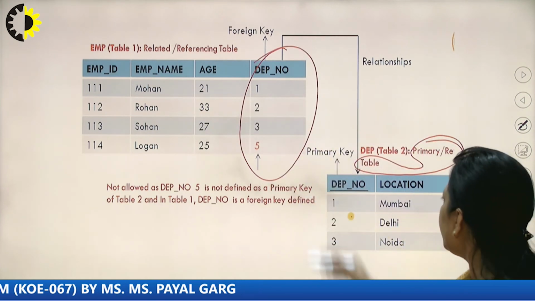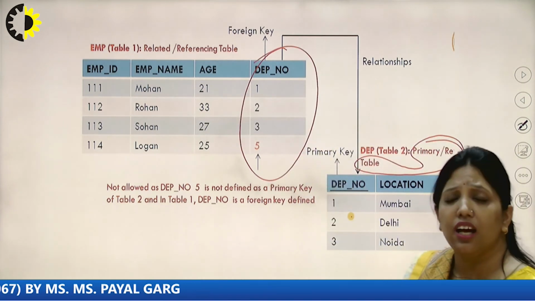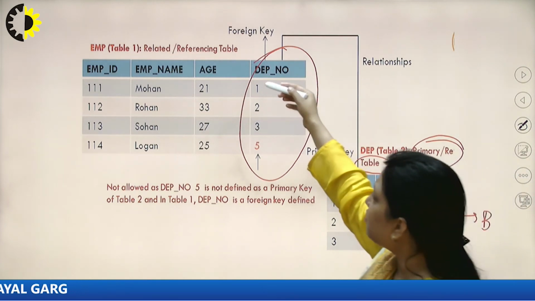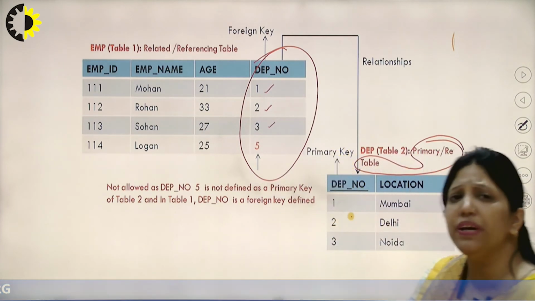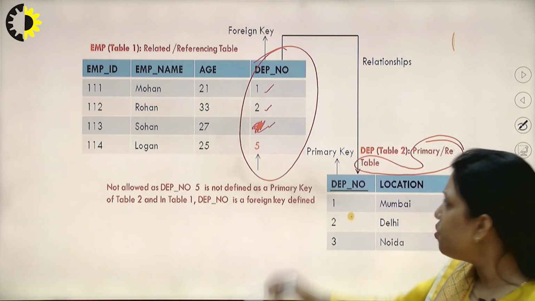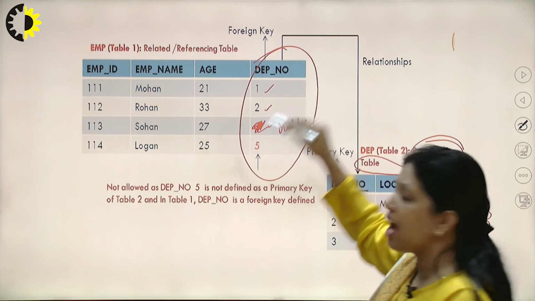So it will contain only the values that are stored in the primary key, that is 1, 2, 3. So here we have used 1, 2, 3. It may also contain null values. Maybe 3 does not exist here, so maybe it contains a null value. A foreign key can have a null value.